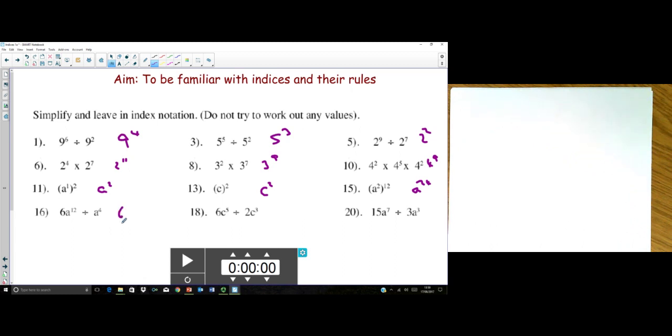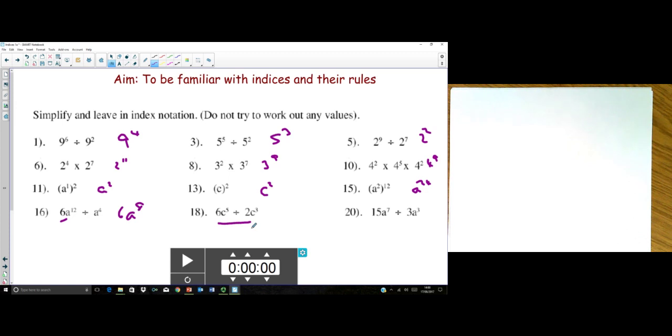6a to the power 8. Now on this one, be careful, because the 6 is not affected. Only the things which have the same letter. Okay, so the 6 is not changed. That is times by the answer you're getting. So it is not affected.